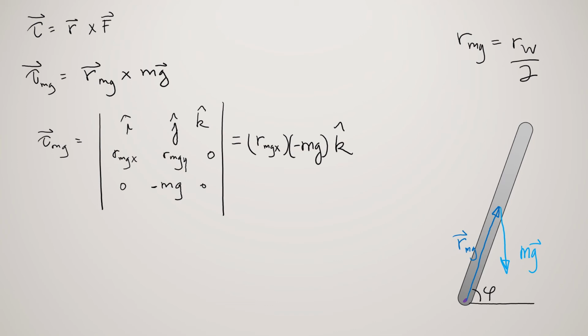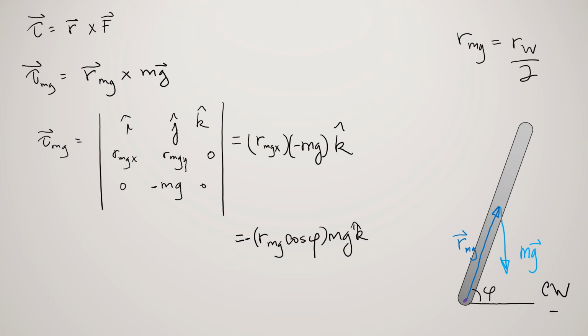And so RMGX is RMG cosine of phi. I'm going to put the negative sign out front. MG k hat. So that tells me that this is trying to cause a clockwise rotation. Oops, not counter. Clockwise rotation. And so that's where I get this negative sign.